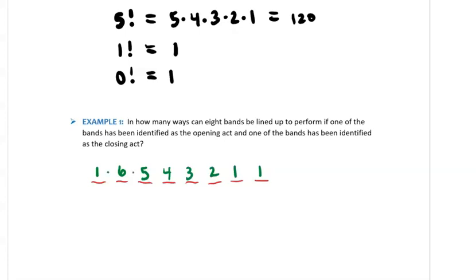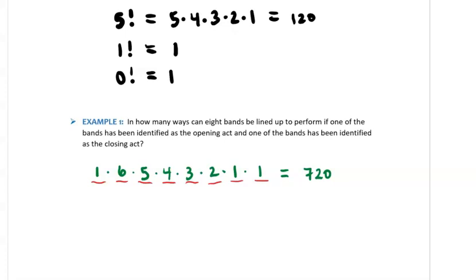According to the fundamental counting principle from section 4.1, we're able to multiply these possibilities to get the total number of possible lineups. Multiplying gives an answer of 720. So there are 720 ways that 8 bands can be lined up to perform if one band has been identified as the opening act and one band has been identified as the closing act.